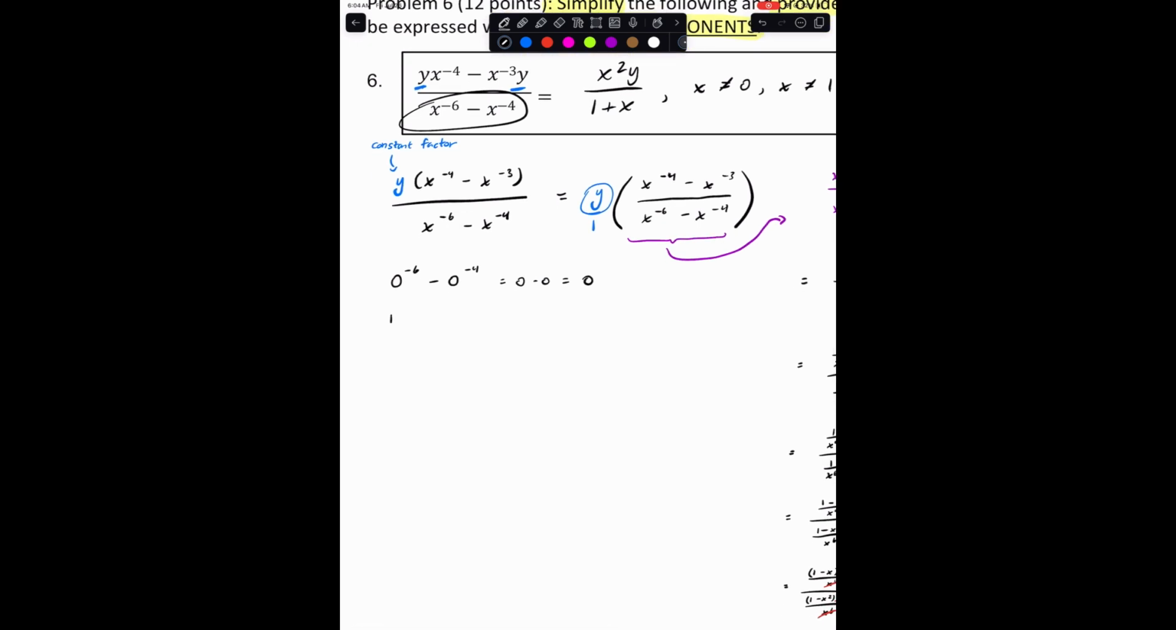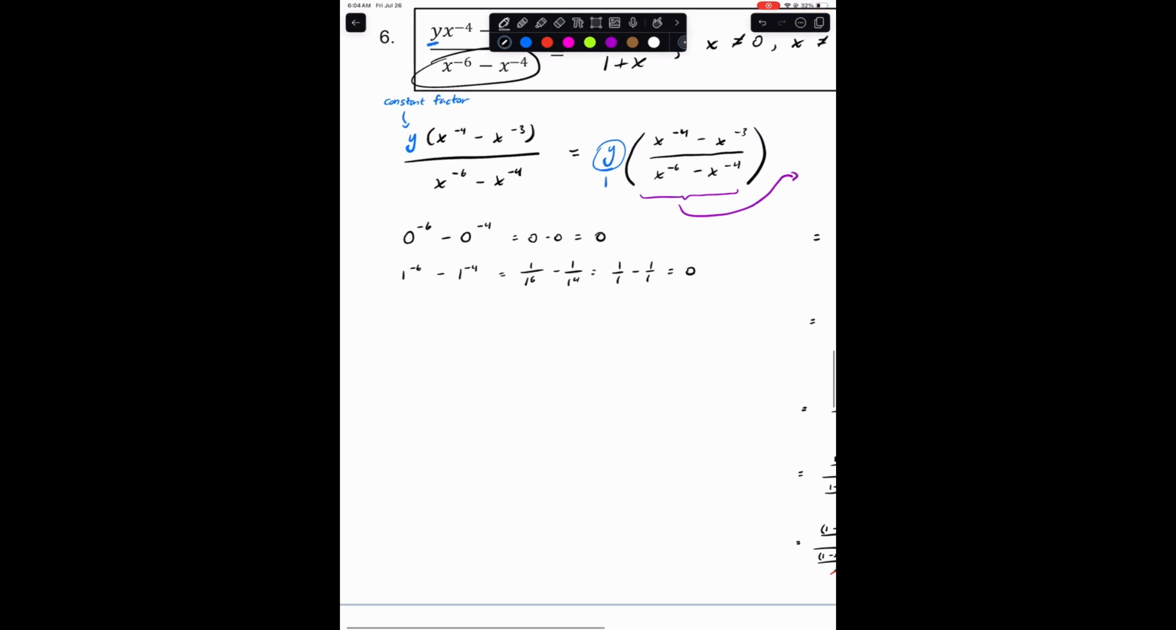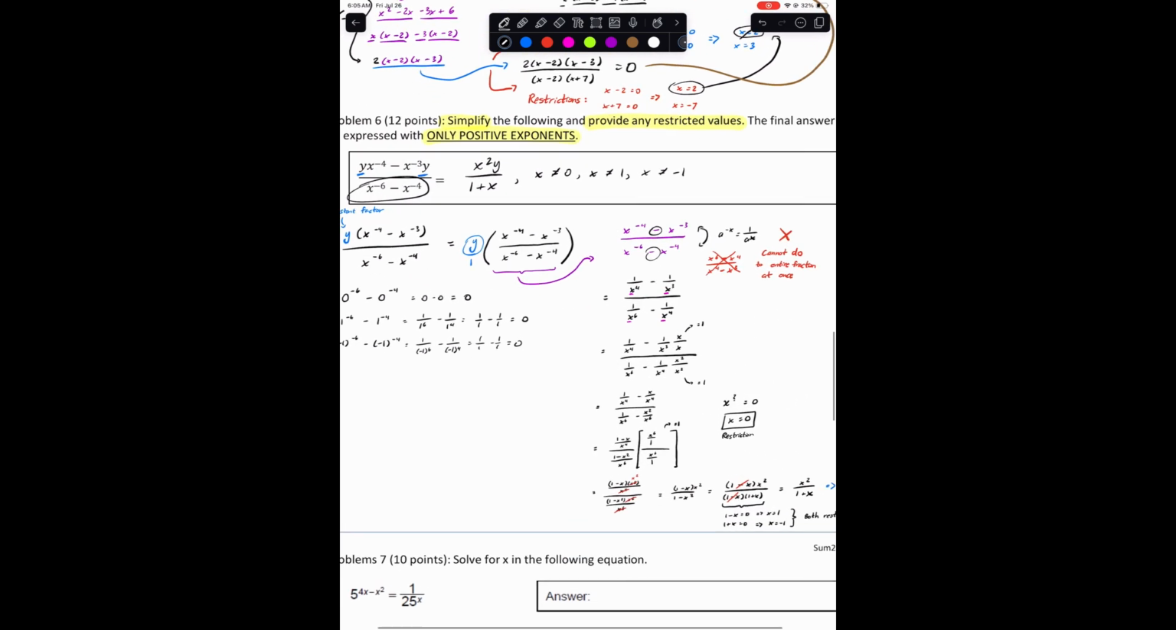1 to the -6 minus 1 to the -4. This is 1 over 1 to the 6 minus 1 over 1 to the 4, which is 1 over 1 minus 1 over 1, which is 0. -1 to the -6 minus -1 to the -4. This is 1 over -1 to the 6 minus 1 over -1 to the 4th, which again gives you 0. Okay? So this is my full answer right here. All of this.